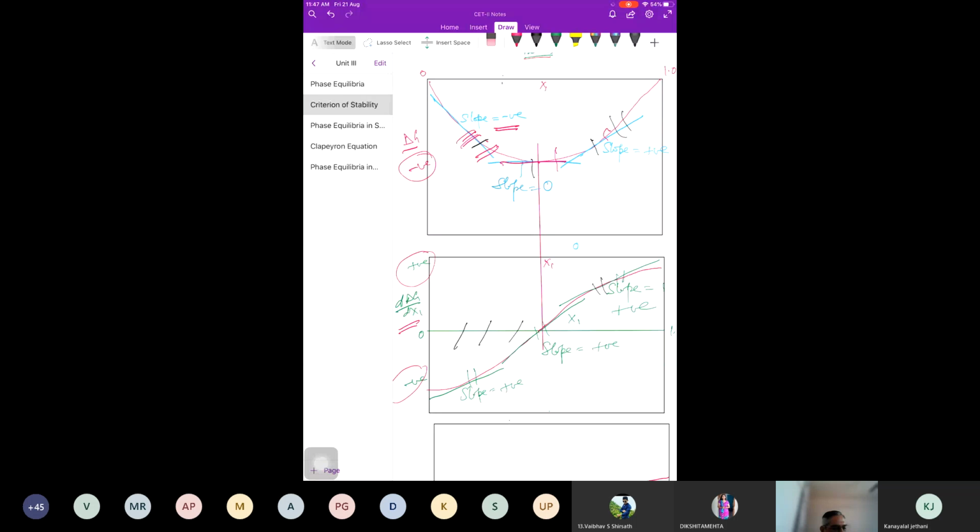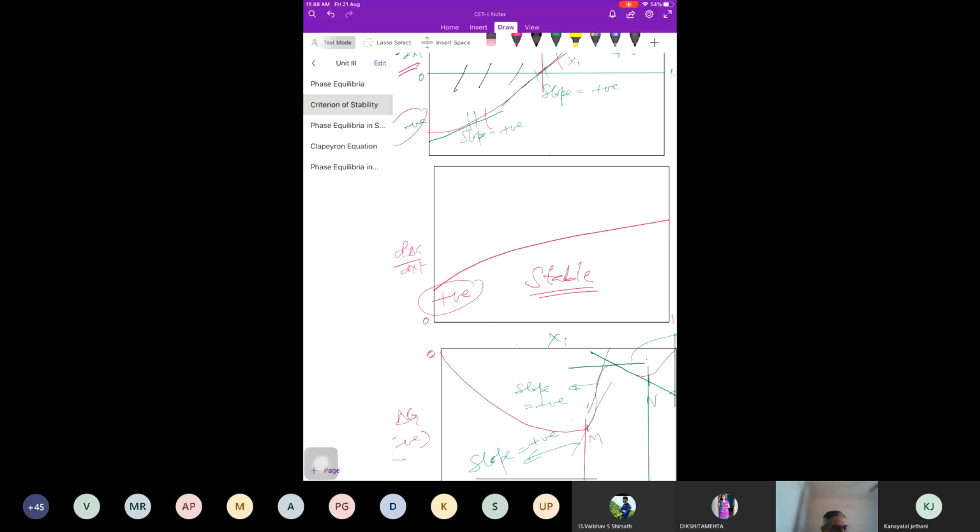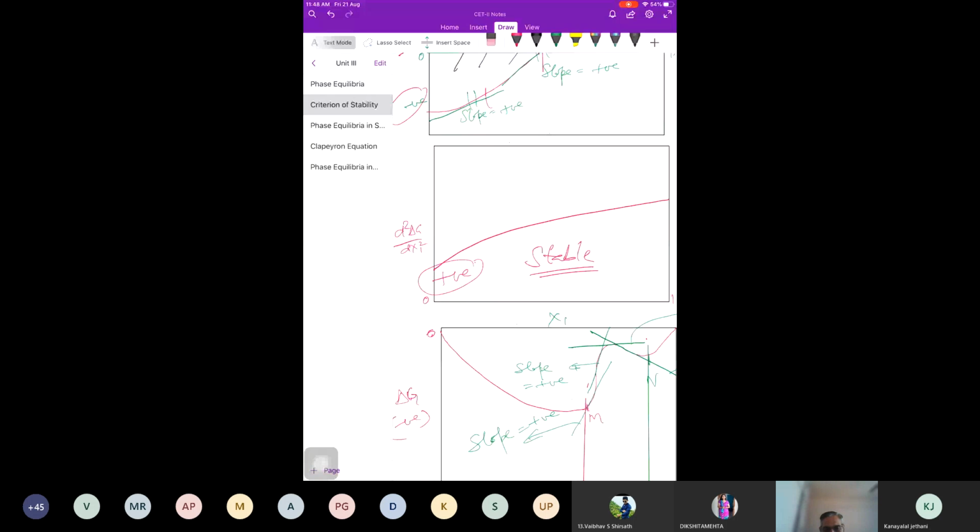That means if I take the tangent to this curve, I'm taking the second derivative, d square delta G by dx1 square. So if I plot it, I'll get all positive values, because it is above 0 everywhere. I'll get a curve like this, which is always above 0. So d square delta G by dx1 square is positive when the system is stable. It is observed that a concave upwards curve is for a stable system.